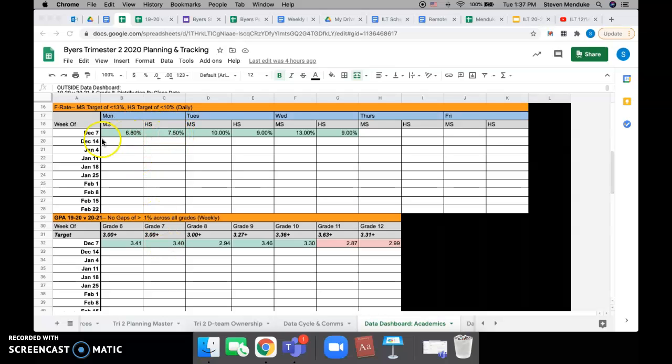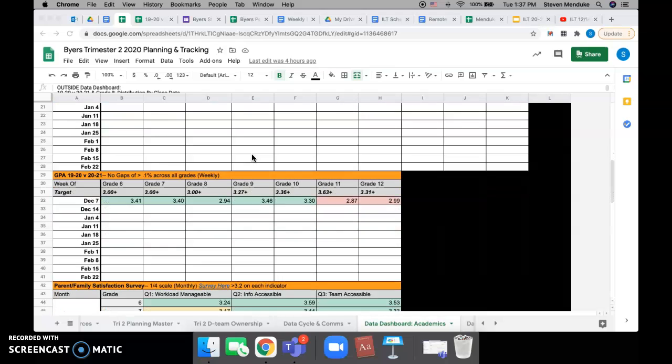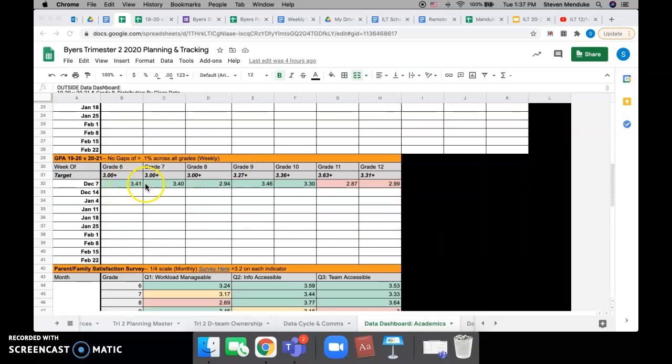We were just talking about F-rate. I'll update this on a daily basis and share this with our staff on a weekly basis. I'll share it with y'all as well on a weekly basis. And then we'll also be looking at GPA across the board on a weekly basis across each grade level.